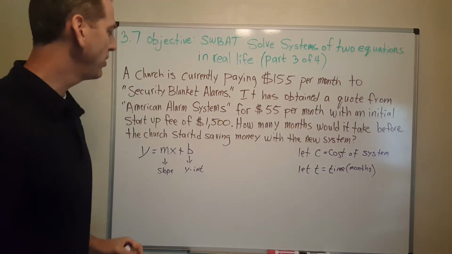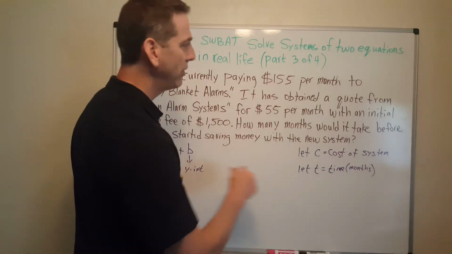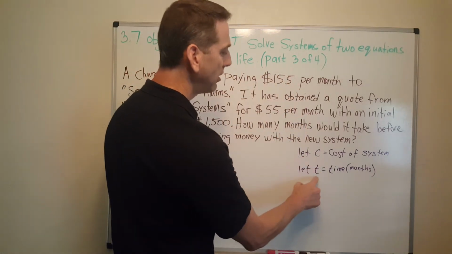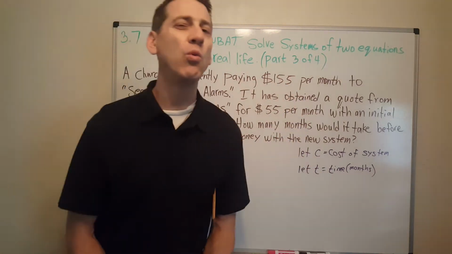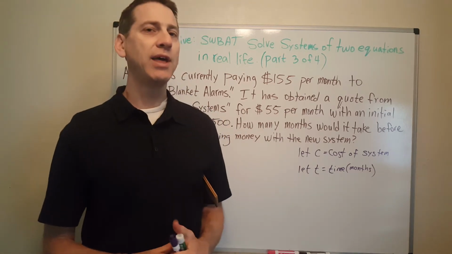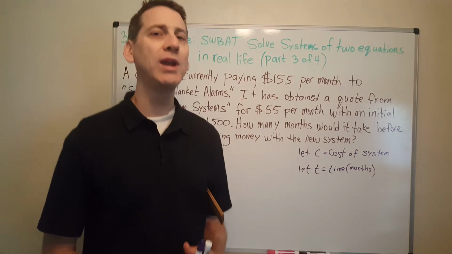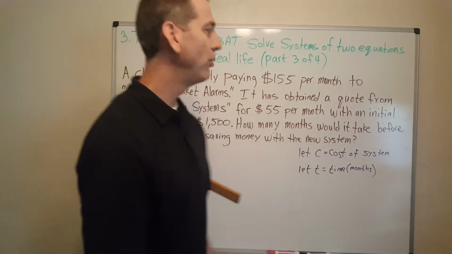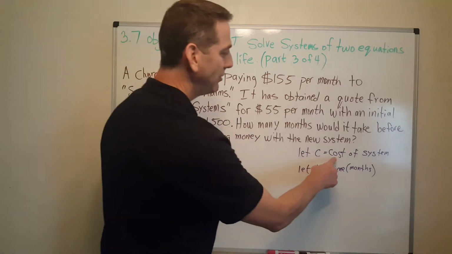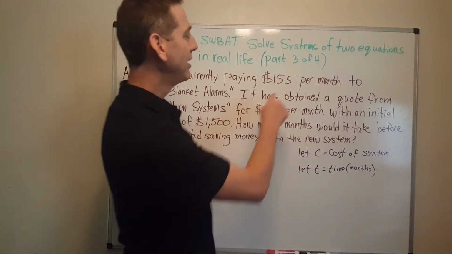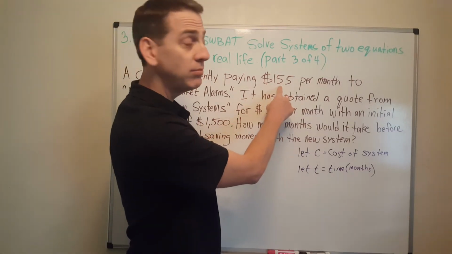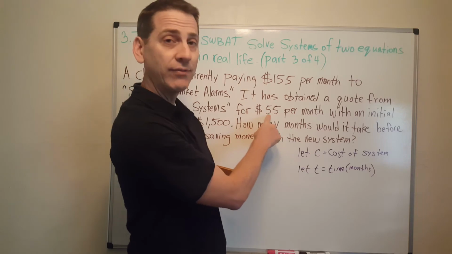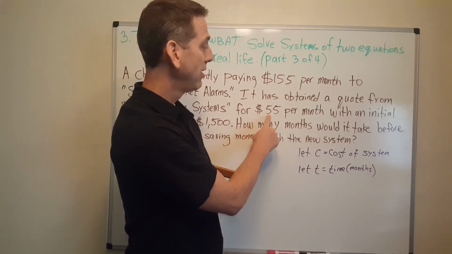Okay, what do you think would be our slope in this problem? Would it be the cost or would it be the time? What's the rate of change? Well, the rate of change is the cost, right? You can go $155 a month or you can go $55 a month.